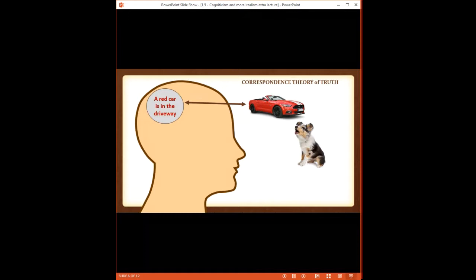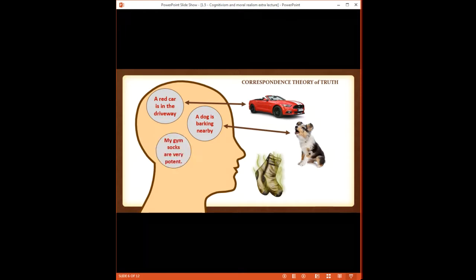Well, what if out there in the world, maybe even next to that car, there's a dog barking? And so this guy forms the belief, that is, he assents to the proposition that a dog is barking nearby. We've got a one-to-one correspondence, so that proposition is true. It's accurately reflecting the way the world is, accurately mirroring, representing, whatever synonym you want to use, how the world is. Or somebody has forgotten to put their socks in the wash. This guy forms the belief, oh, my gym socks are very potent. There's a one-to-one correspondence, and so bingo, we have liftoff. We have a connection here, and thus that proposition is going to be true as well.